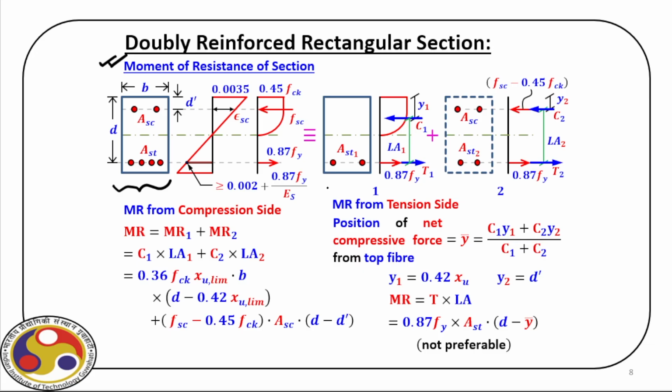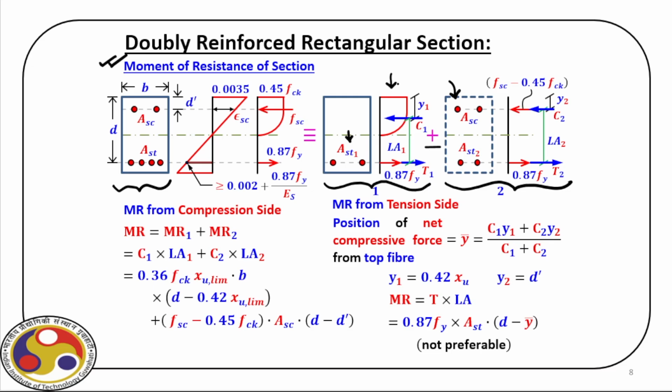The first one is obviously the singly reinforced section, as you can see here, where we have AST1 as the steel in the tension zone, and then we add with this another section which is having the additional steel ASC provided in the compression zone and AST2 provided in the tension zone. And for that, we can draw the stress block.